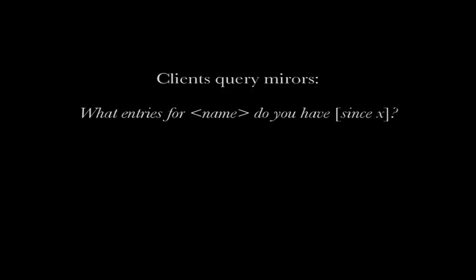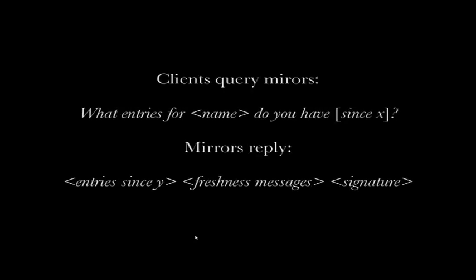How do the clients query the mirrors? They say, I want to go to google.com. What do you have for that name? Or what do you have for that name since entry number, and then you pick a number. The mirrors reply, well, I have these entries since Y. Y can be less than X for DOS prevention reasons, which you can figure out if you're worried about that.